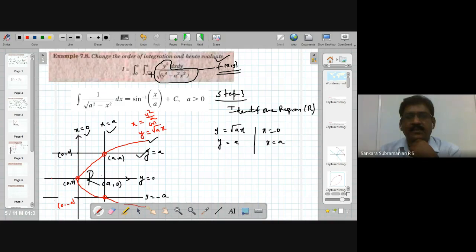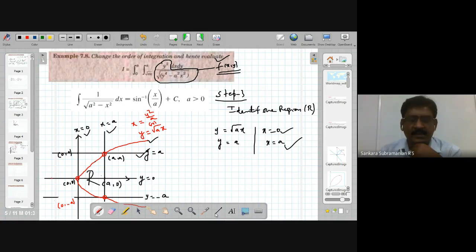y equal to root of ax, y equal to a, x is equal to 0, x is equal to a. x is equal to 0 இருக்கணும், x is equal to a இருக்கணும், இந்த கர்வ் இருக்கணும். இன்னொன்னு என்ன இருக்கணும்? x is equal to 0, x is equal to a, right?